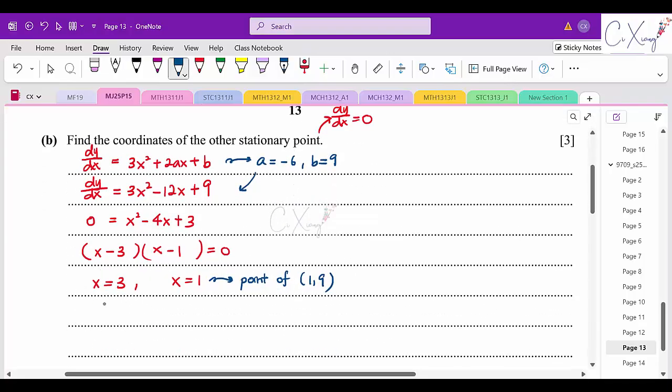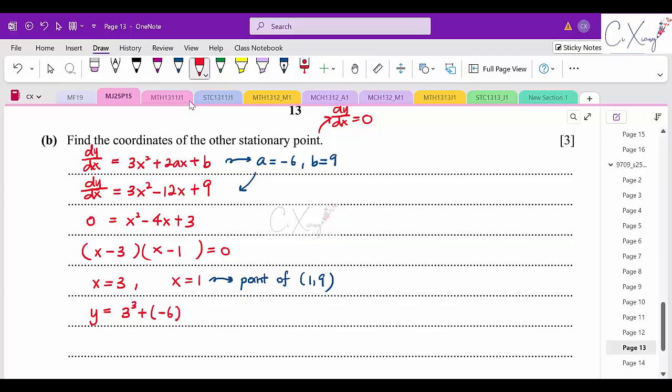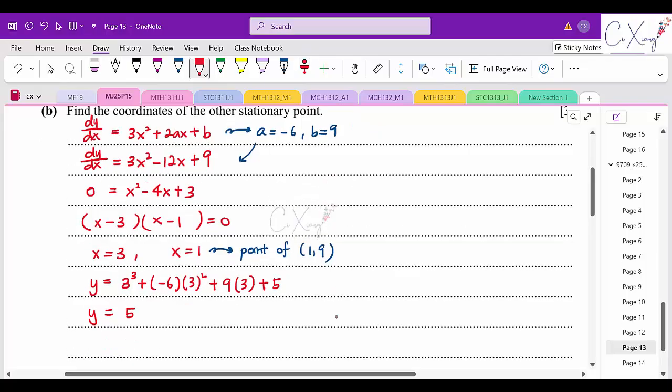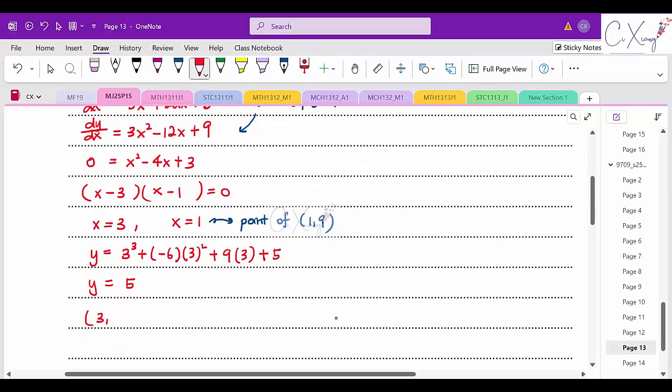So the other point will have x equals to 3 for the x coordinate. To get the y value, what should you do? Substitute into your y equation just now. So 3 cubed, negative 6 times 3 squared, that means ax squared, then bx plus 5. And from here, you'll get your value of y, which is equal to 5. Then that means this is the coordinate for the other stationary point.